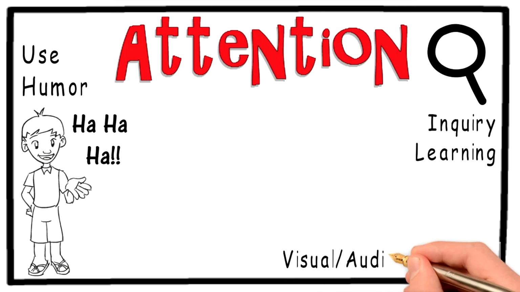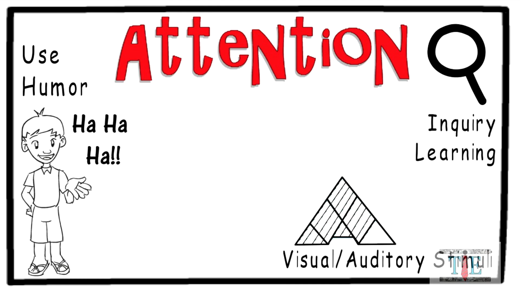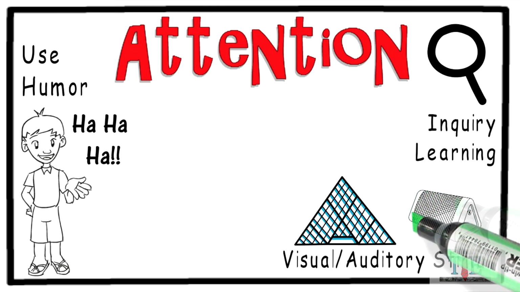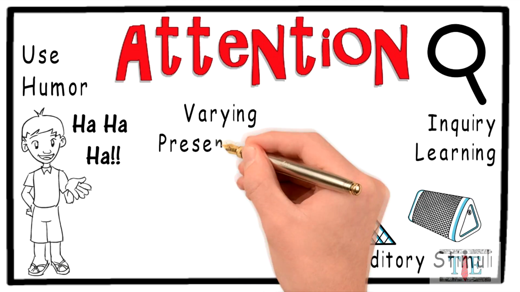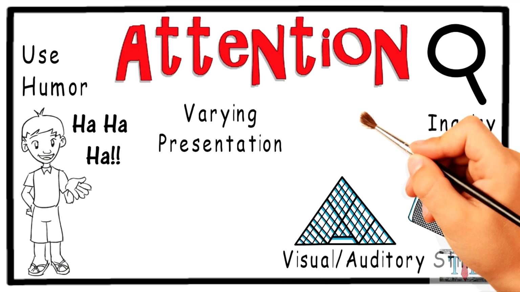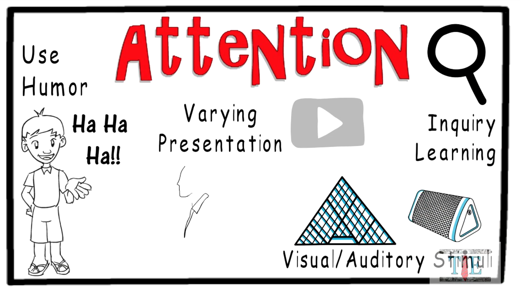Use both visual and auditory stimuli. You can find some great infographics and visually intriguing models for students. Even consider musical adaptations of content, like the quadratic formula song. And lastly, vary the method in which you present your material. You shouldn't lecture every single time. Maybe play an engaging YouTube video as a change of pace.